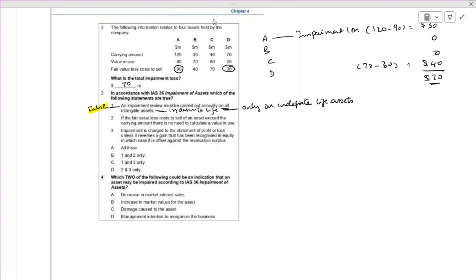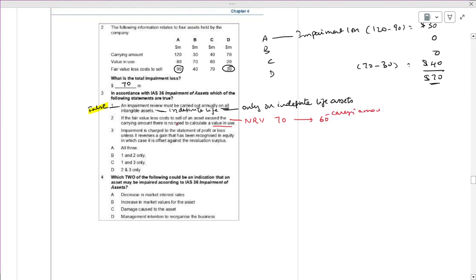Fine. Next, if the fair value less cost to sell of an asset exceeds carrying amount, there is no need to calculate value in use. Fair value less cost to sell, that is net realizable value. If net realizable value is 70 and it exceeds the carrying amount, 70 is greater than the carrying amount.